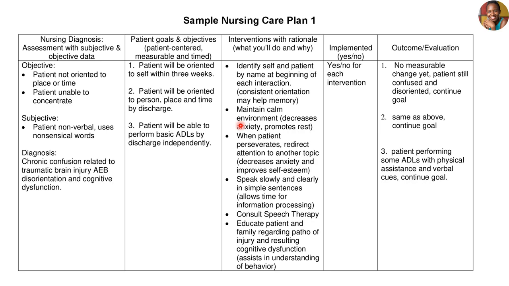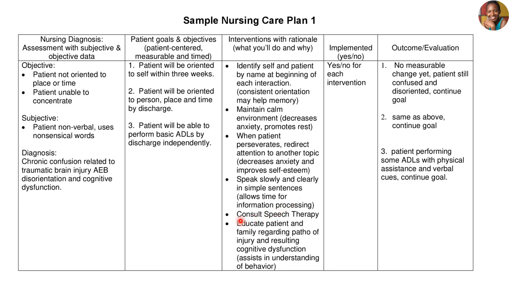They also talk about maintaining a calm environment. This is to decrease anxiety and promote rest. They say when a patient perseverates, they have to redirect to another topic. This is a way of improving self-esteem and decreasing anxiety. The nurse says he or she will speak slowly and clearly and use simple sentences. This is to allow the patient to have time for information processing and also boosting memory.